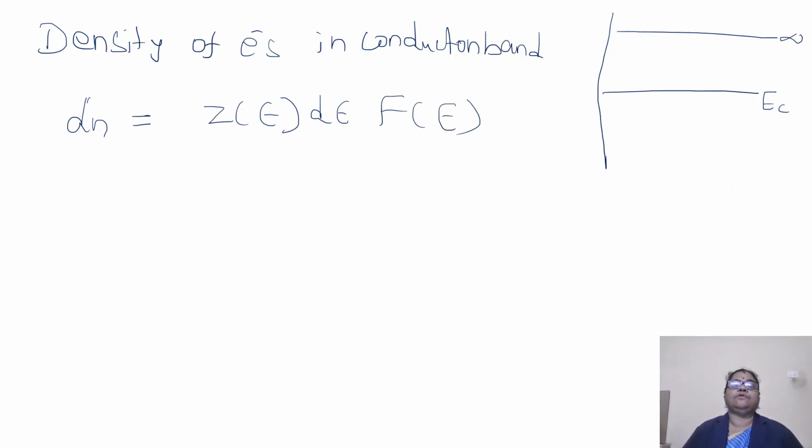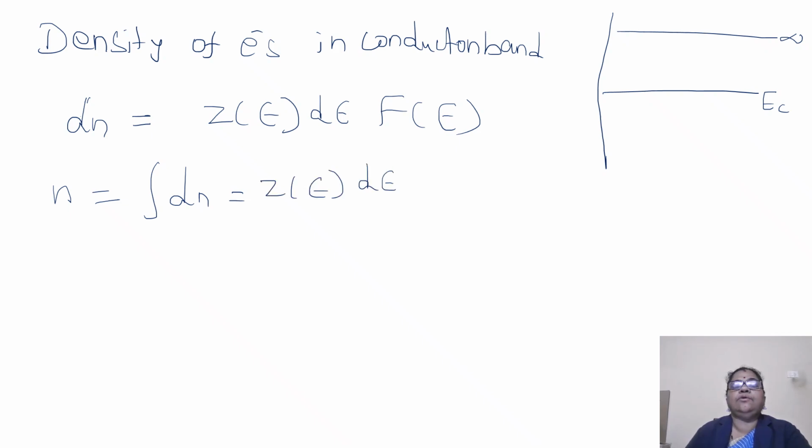So this f(E) is the probability of occupancy in the conduction band, and this is the density of electrons in our conduction band. In order to find n, where n is the density of electrons in the conduction band, we integrate dn. So n is equal to the integral of dn, that is, the integral of Z(E) dE multiplied by f(E).